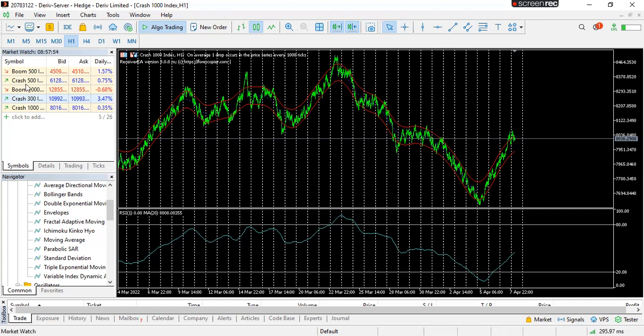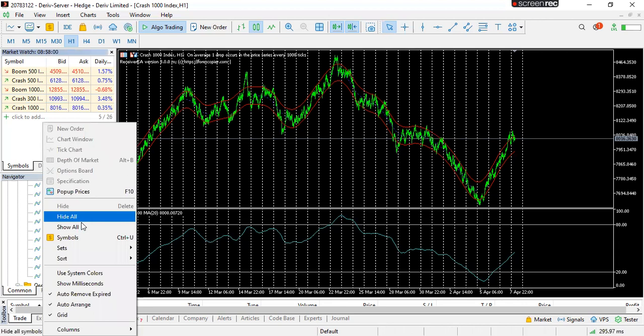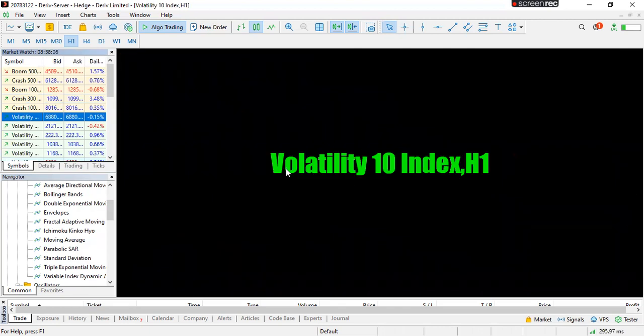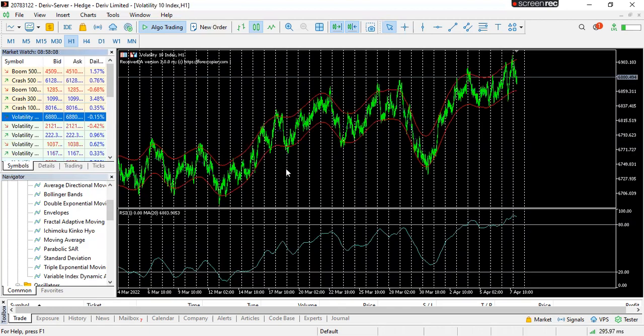I don't trade a lot of other instruments, so let me just click to add all. I focus on the Boom and Crash instruments, show all. So let's quickly look at others. Okay, so as you can see, this is a ranging market here.